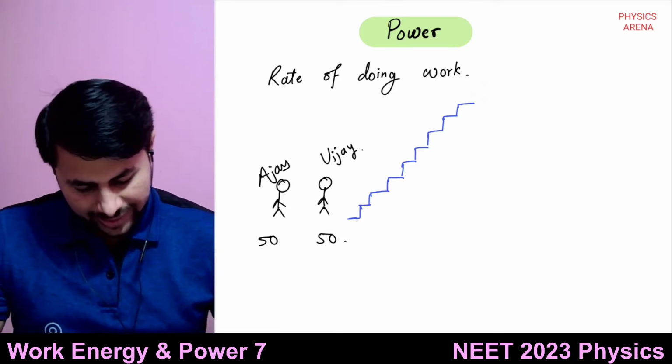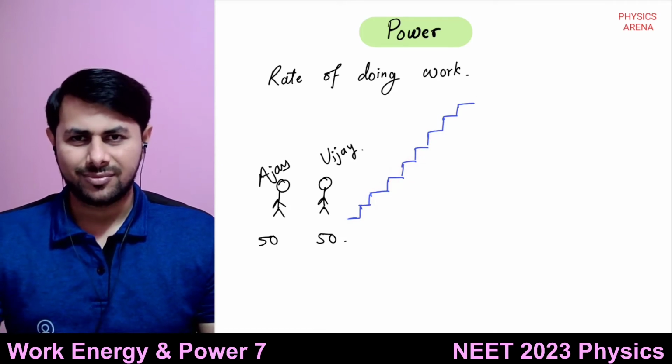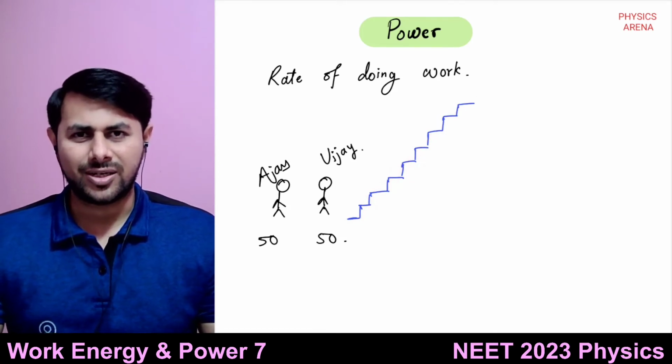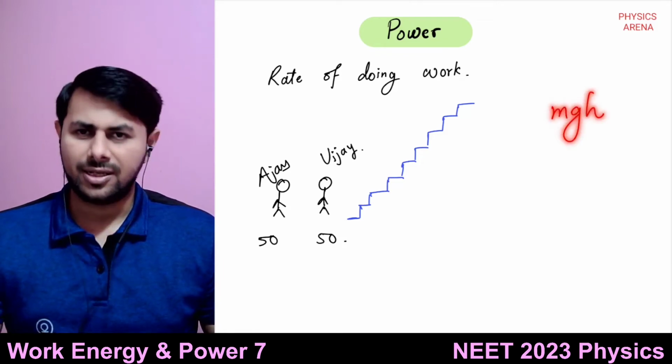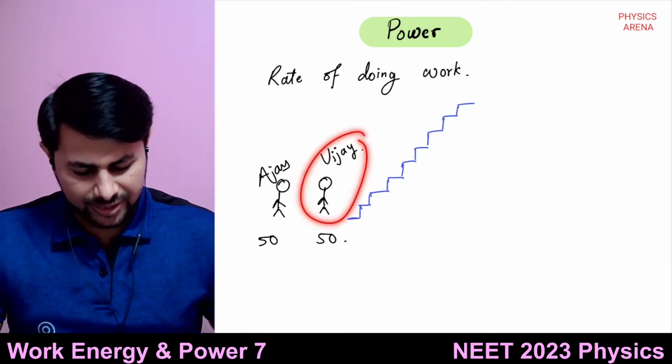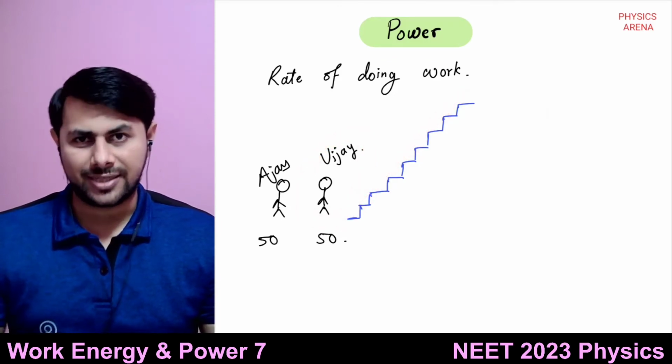So when he climbs up the staircase, he's doing some work against the gravity, right? How much is the work done? mgh. Their masses are equal. Vijay reaches in half of the time. That means his power is twice as much.